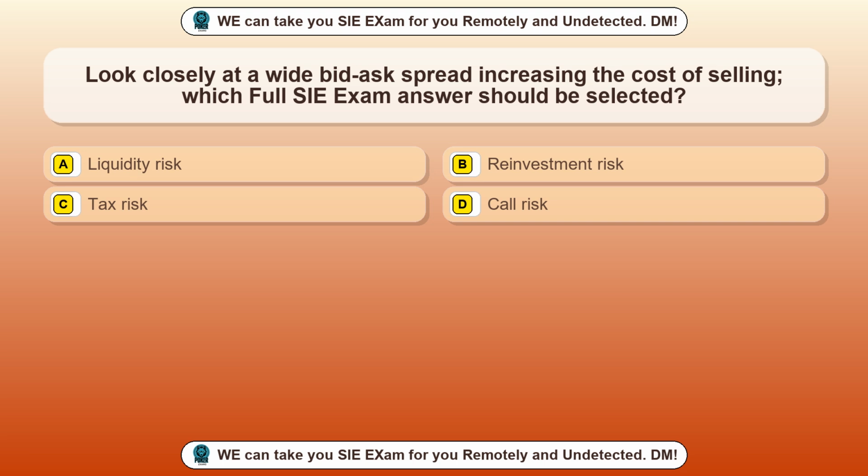Question 83. Look closely at a wide bid-ask spread increasing the cost of selling. Which full SIE exam answer should be selected? Option A, liquidity risk. Option B, reinvestment risk. Option C, tax risk. Option D, call risk.